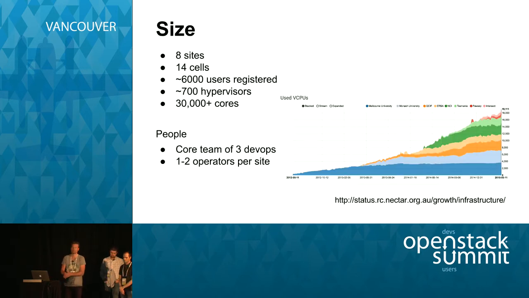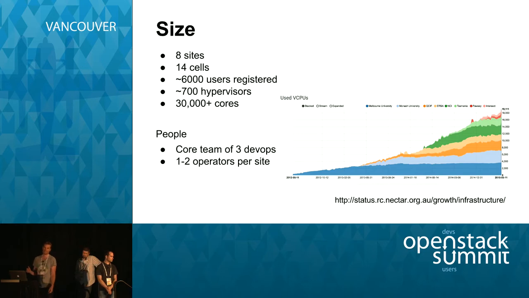How big is Nectar? There are eight sites around the country. We're still growing pretty rapidly, but we're currently about at our final deployment in terms of size. There are around 700 hypervisors, so around 100 or so per cell. I guess we're not as big as these guys in terms of how we scale our system, but I think we're a decent size. We're a small team. We have three people running everything locally, maybe less than that. We have a high staff turnover, as everyone does, I think.